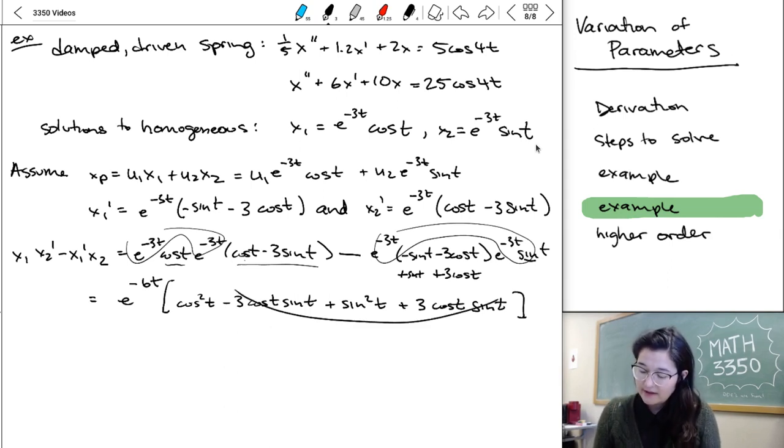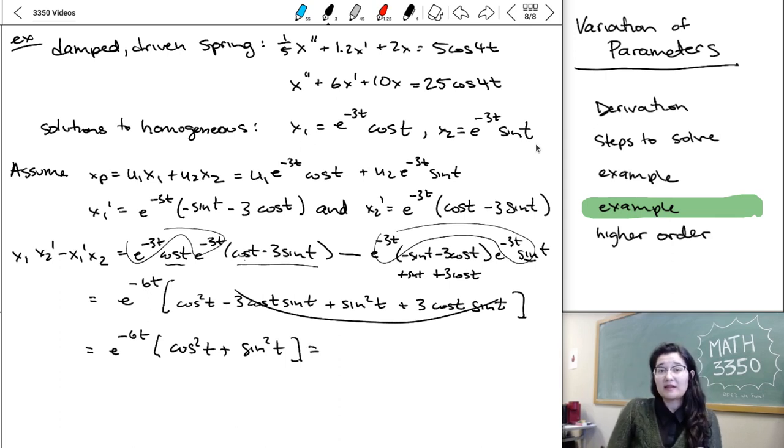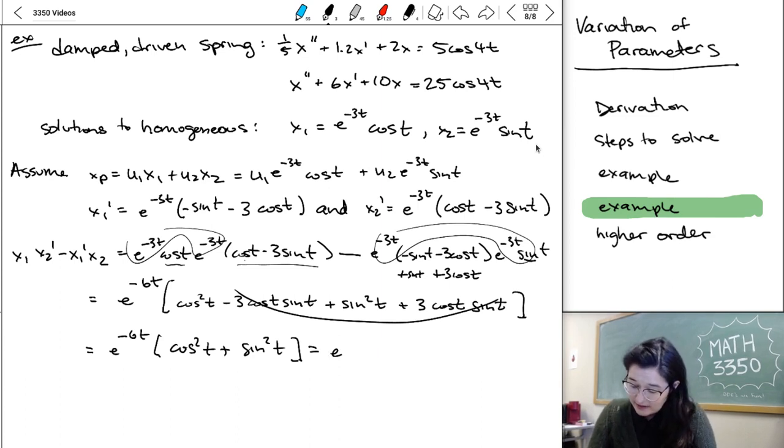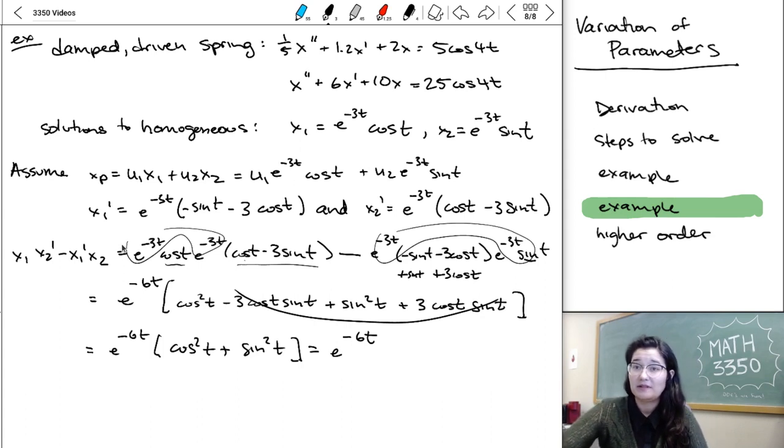So I've got this minus 3 cosine t sine t plus 3 cosine t sine t. Those cancel out, very exciting. And I'm just left with e to minus 6t times cosine squared t plus sine squared t. And if you don't remember, there's a property that tells us that cosine squared plus sine squared is 1. So this is actually just e to minus 6t times 1. So it started out with a lot of terms, but we're actually just left with that e to minus 6t at the end, which is really nice.